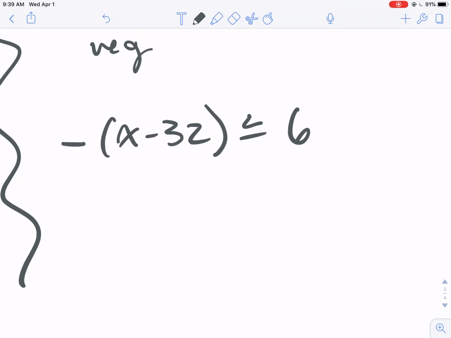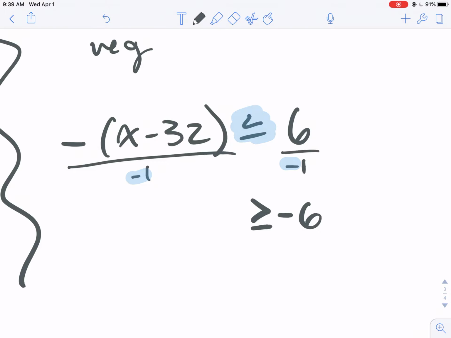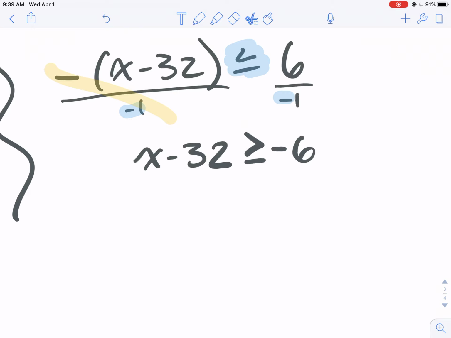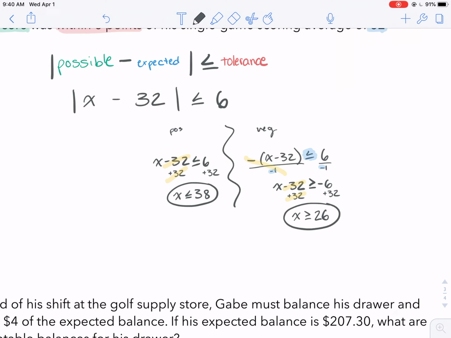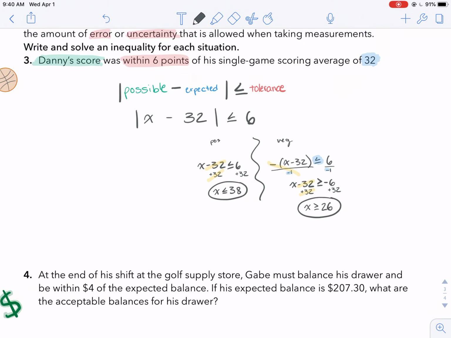Now on our negative side, we're going to divide by -1 on both sides. Since we're dividing by a negative number, we have to flip our inequality symbol around, giving us greater than -6. And then these guys will cancel out, negative over negative. So we get x minus 32 is greater than or equal to -6. We'll add 32 to both sides, and then minus 32 plus 32 will cancel out, giving us x is greater than or equal to 26. Let's go ahead and graph our inequalities and see what we get.